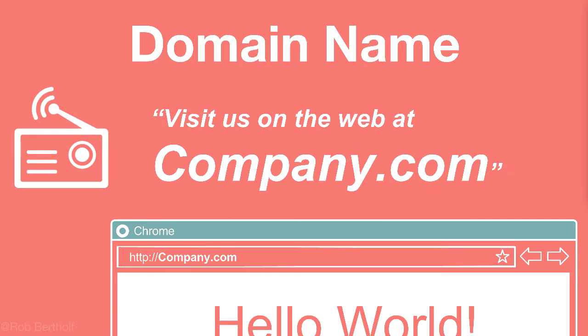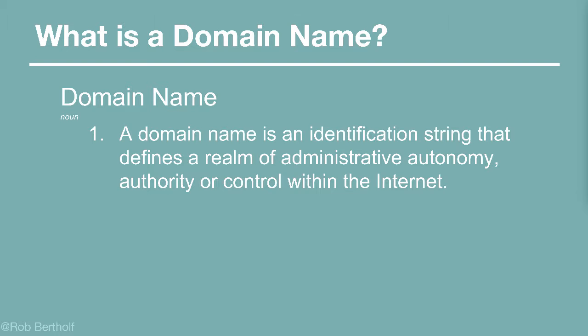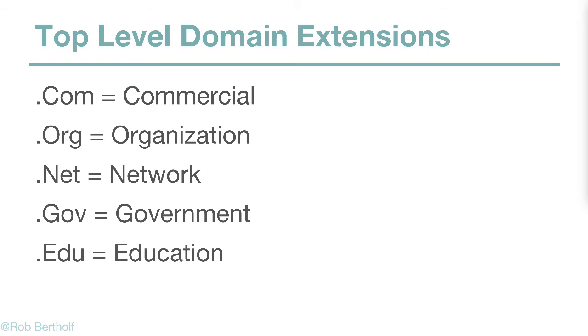So what we use is a friendly way to point to a website, and that's what we call a domain name. So we'll have maybe, visit us on the web at company.com, where company.com is called a domain name. Pretty straightforward. Let's dive in further. A domain name gives us an easy way to reference a website's location. In the example we used with company.com, the .com part of the example is actually the domain's extension.